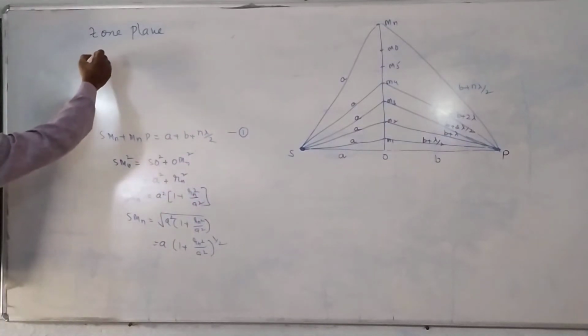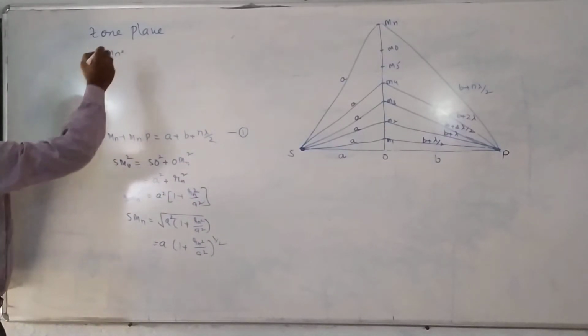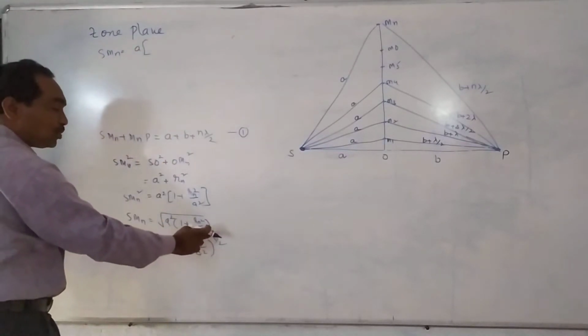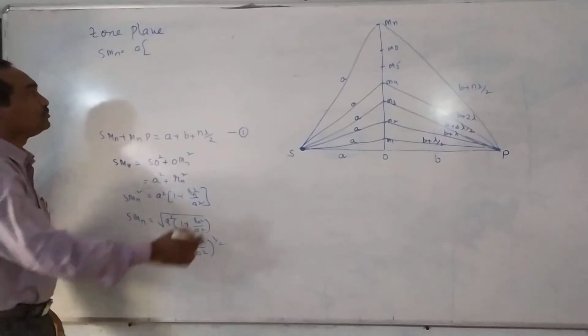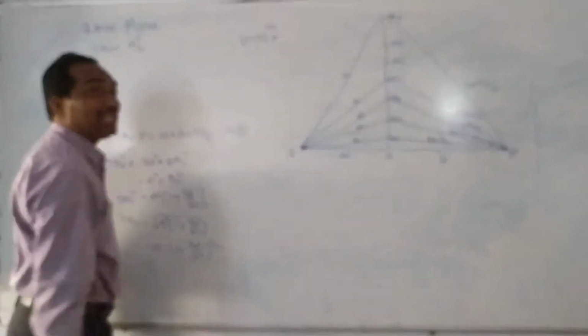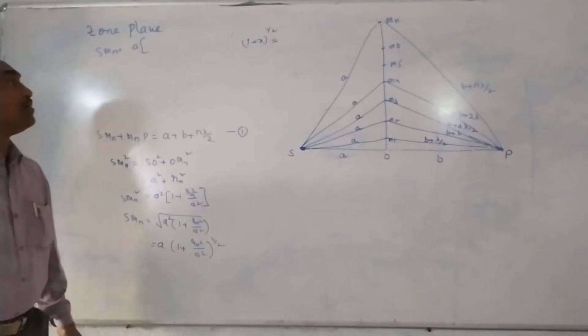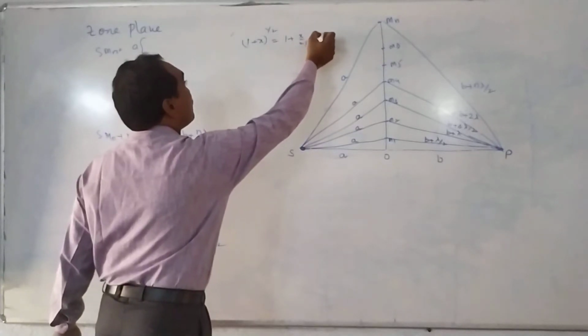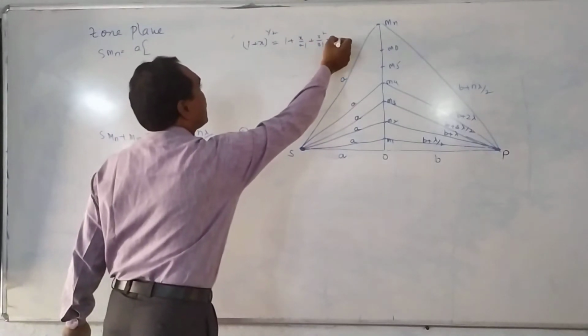Now SMN is equal to A into (1 plus Rn square by A square) to the power half. By using the principle of binomial theorem, 1 plus x to the power half is 1 plus x by 2 factorial plus x square by 3 factorial and so on.